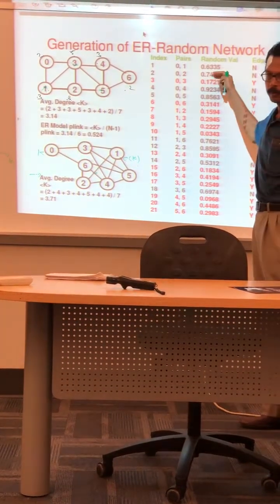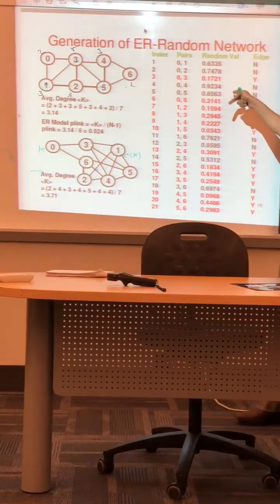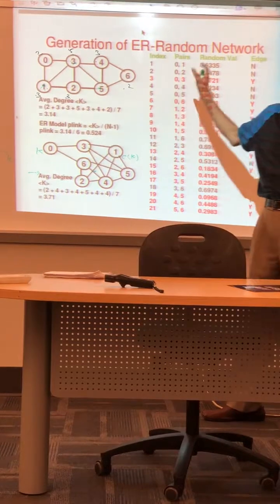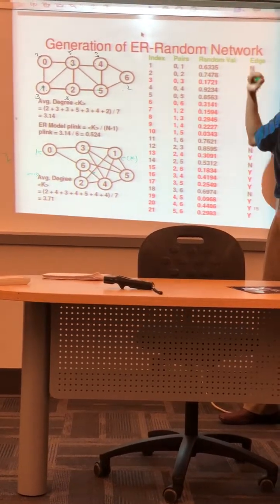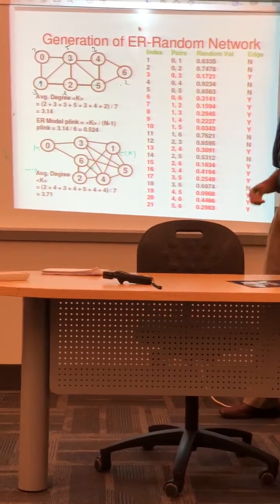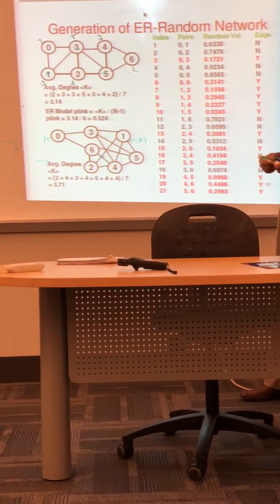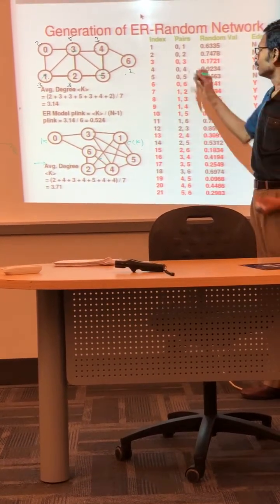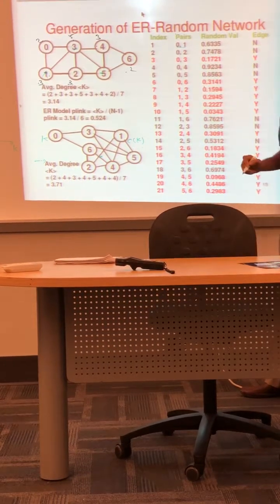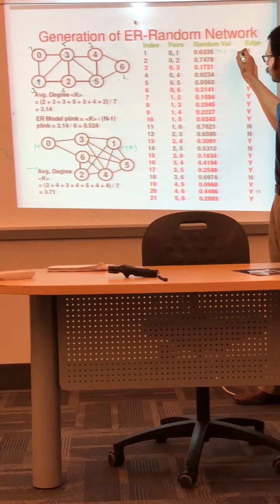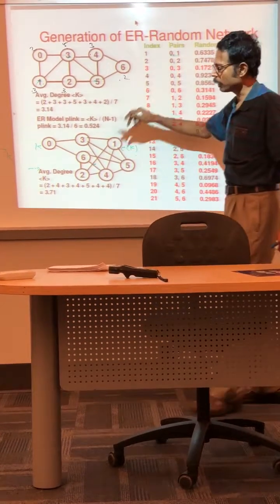Then take a random number for each pair, and if it's less than or equal to the p-link value, there's an edge between the vertices of the pair; otherwise there's no edge between them. So for the pair 0, 1, generate a random number. It comes out to be greater than 0.524, so there's no edge between 0 and 1.